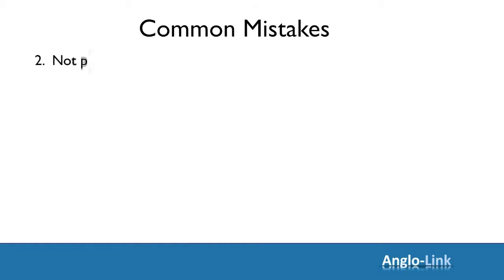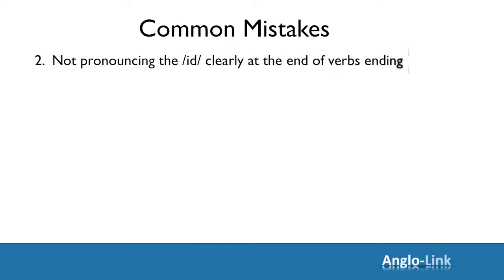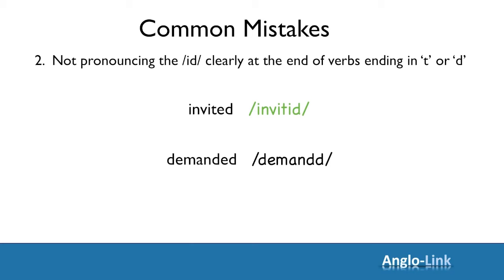The less common mistake is not pronouncing the id clearly at the end of verbs ending in t or d. Just make sure you pronounce the e clearly. So, not invited, but invited. And not demanded, but demanded.